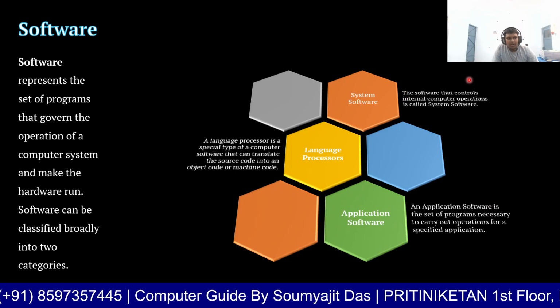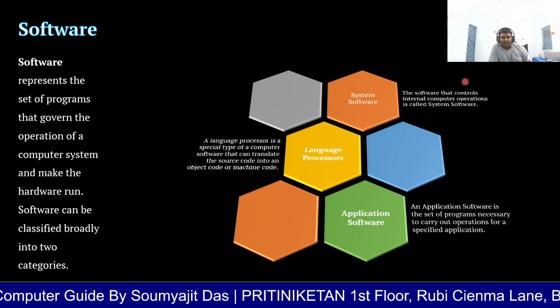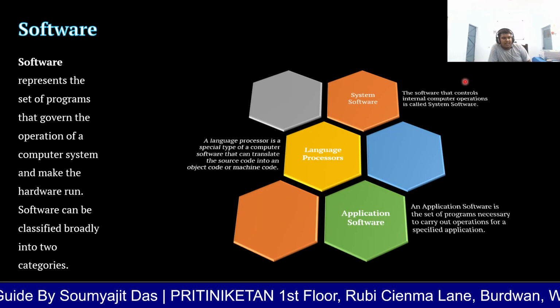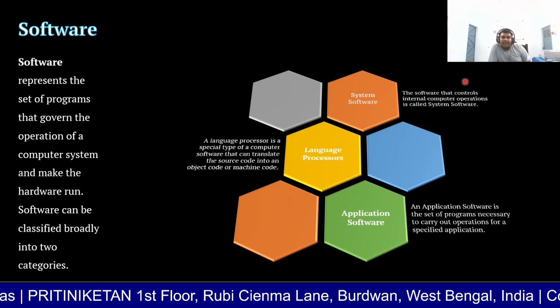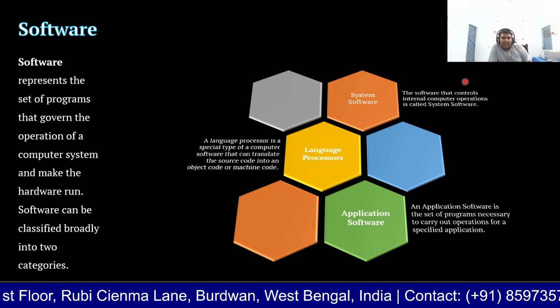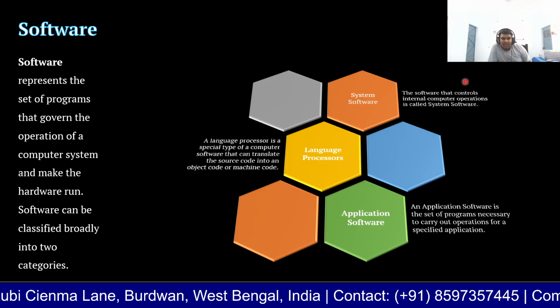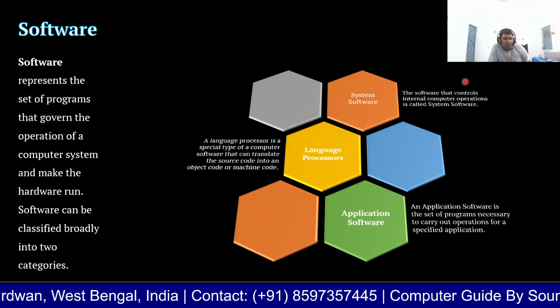System software controls the internal computer system and helps in communicating input and output. Next, a language processor is a special type of software that helps translate the source code into machine code. Application software is software necessary in our daily lives to carry out a specific application, like I am using MS PowerPoint to render the output.